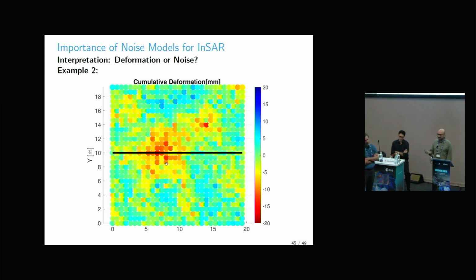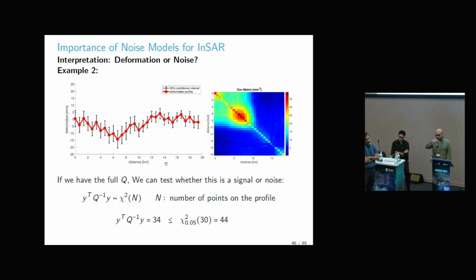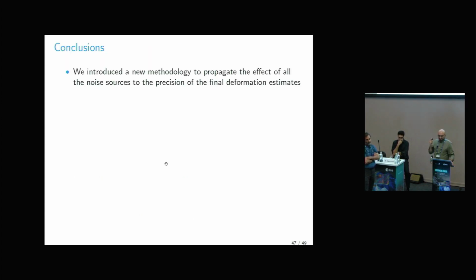In space, I get the profile of this. If you look at the profile, we have a subsidence. If you put the error bars, still the subsidence makes sense, that it's subsiding. But if we test based on the covariance matrix, then we see that the test is failed, and it means this profile that I show you here is just purely noise, but smooth noise.